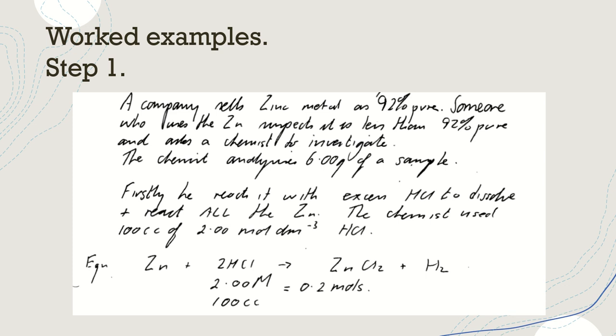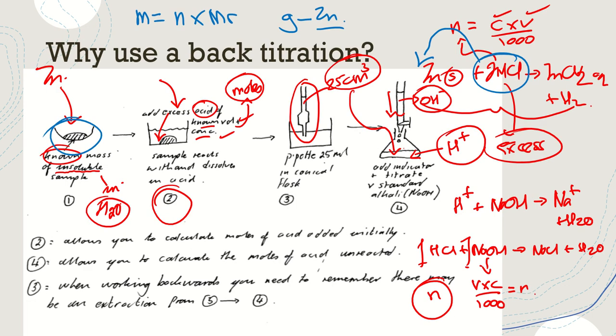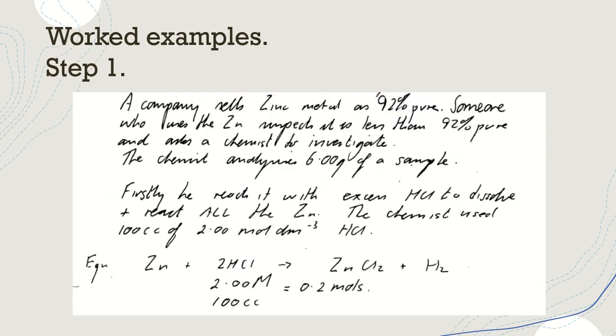Anyway, we're going to do some examples here. We're going to take zinc as an example, and what we've got here is a company that's going to sell some zinc to us. They're telling me that it's 92% pure zinc, and you as a chemist have been tasked to investigate, to ensure the quality control, that the zinc is in actual fact 92% pure. You're going to get yourself a 6-gram sample of that impure zinc. And the first thing you will do, as we said on the previous slide, is react it with an excess of acid. We're going to use hydrochloric acid here.